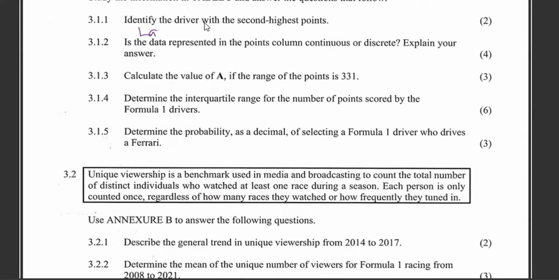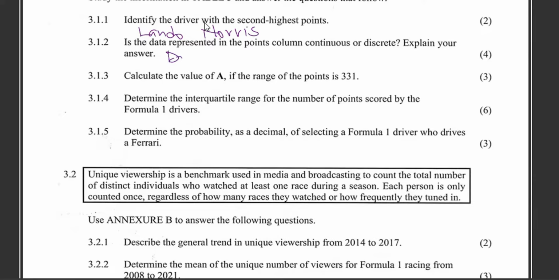That's the person that we found. I believe everyone got this right. Norris. Okay. Is the data represented in the points column continuous or discrete? Explain your answer.